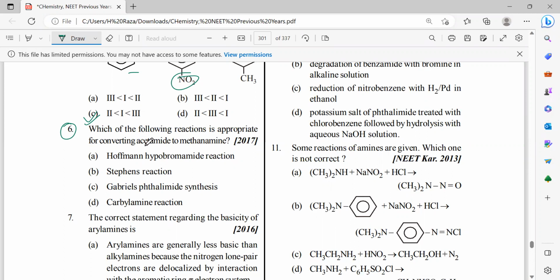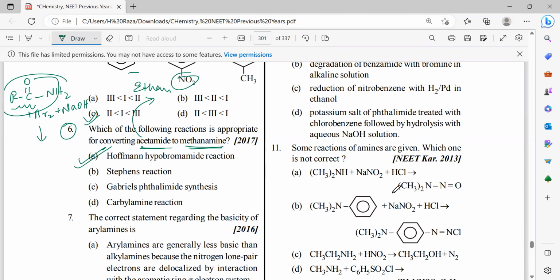Okay, see, ethanamide. If you remember, this was your amide, and by using Br2 in the presence of NaOH, whatever is the number of carbon in the amide, you will be getting an amine which is lesser by 1 in number of carbon. So ethanamide is 2 carbon, and you will be getting methanamine, just one carbon less. So the answer will be A. It's very easy, right?